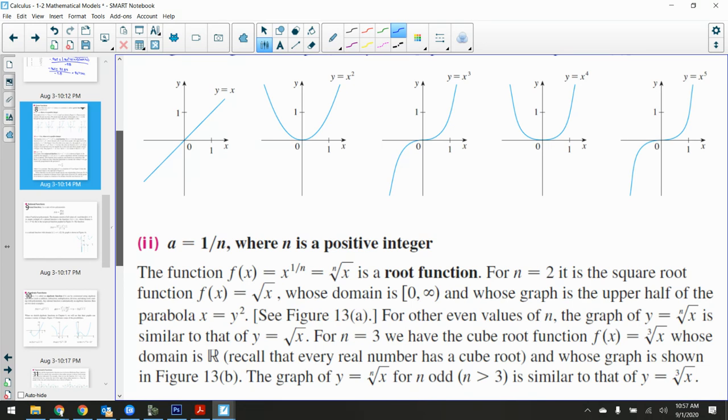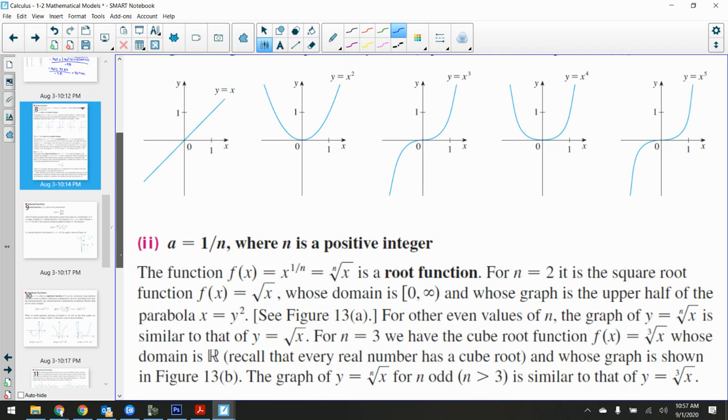If the n value is even, if your index is even, the domain is always going to be 0 to infinity, right? No negatives, because that would bring up a non-real answer, taking the square root of a negative number. If the index is odd, 3 or more, then it's all real numbers. We can take odd roots of negative numbers. It's negative infinity to positive infinity. That would be the domain.